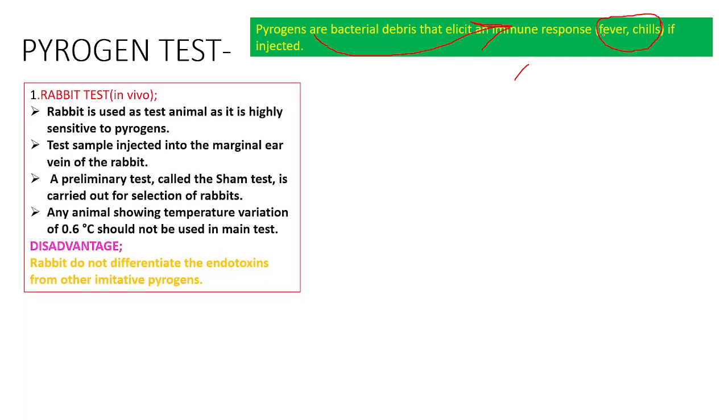The pyrogen test can be performed by two methods. One is the rabbit test, which is an in vivo method. Another one is the LAL test.